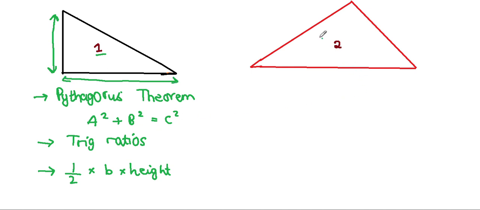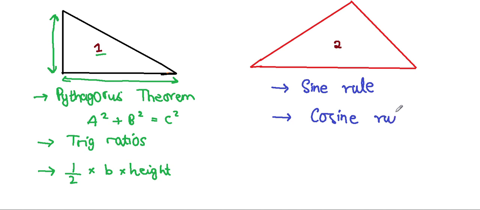As far as triangle 2 is concerned, there are three things that you should be remembering about this one. First things first, the sine rule. The sine rule is only and should ideally only be used when you are dealing with a non-right angled triangle. Another thing, the cosine rule. This is also used when you are dealing with a non-right angled triangle, which can be a scalene or an isosceles triangle. And lastly, but not the least, very important, the area, which is 1 over 2 multiplied by a multiplied by b multiplied by sine of c.